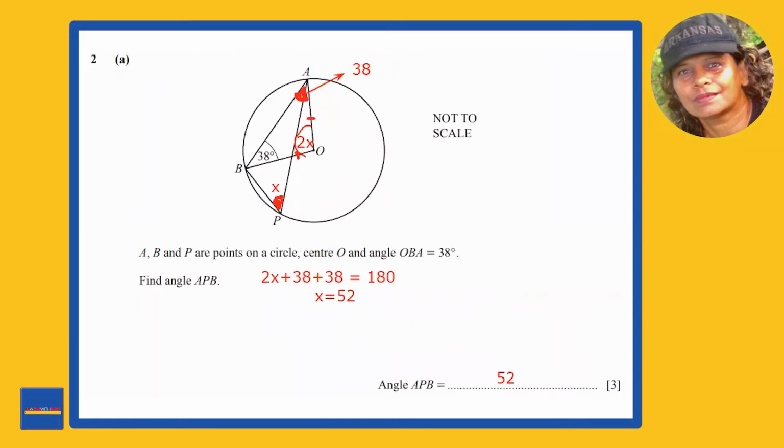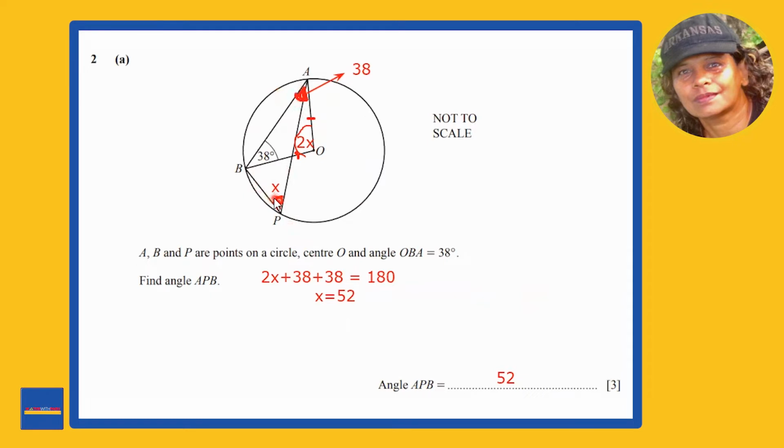Next question is question 2, part a. It's angles in circles. You have a circle here and you have this triangle, AOB. Angle B is 38. AOB is an isosceles triangle since AO is equal to OB, which is the radius. Now they're asking for angle ACB.